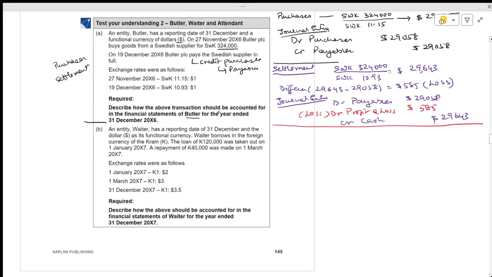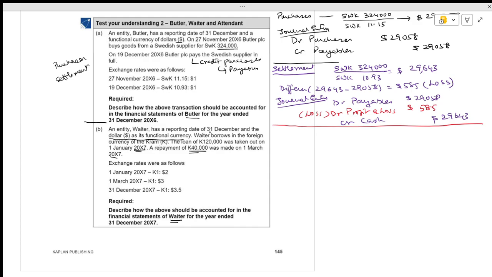Now, an entity Waiter has a reporting date of 31st December, and the dollar is its functional currency. Waiter borrows in foreign currency. The loan is 120 and was taken on 1st January. A repayment of 40,000 was made on 1st March. How should the above be accounted for in the financial statements of Waiter for the year ended?